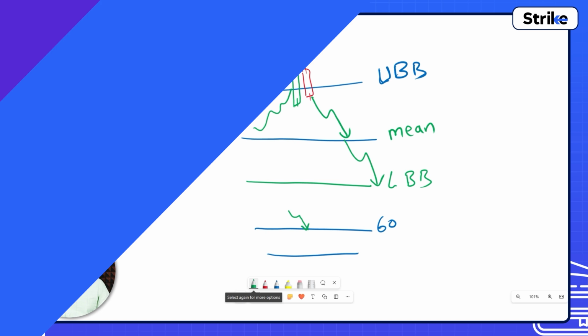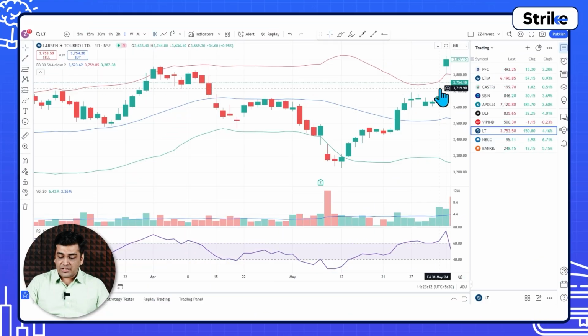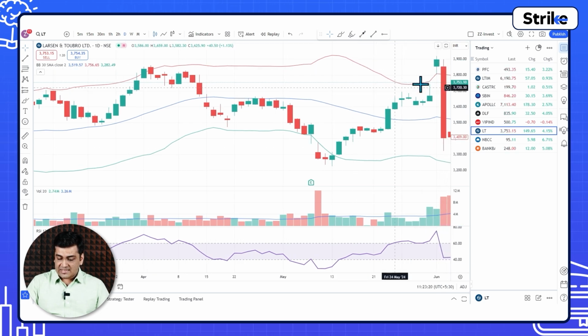All right, let's look at the chart. Same chart over here, Larsen and Toubro. Prices have gone outside the upper band. All right, and look at the RSI. RSI also the next day has crashed.